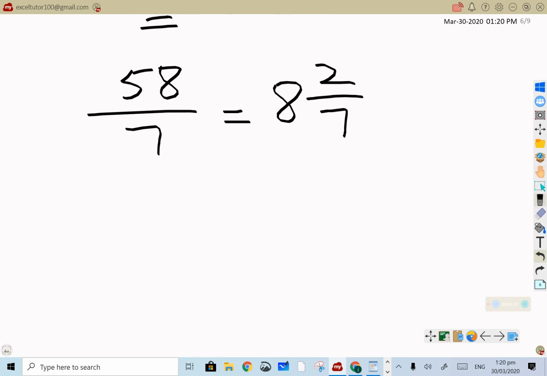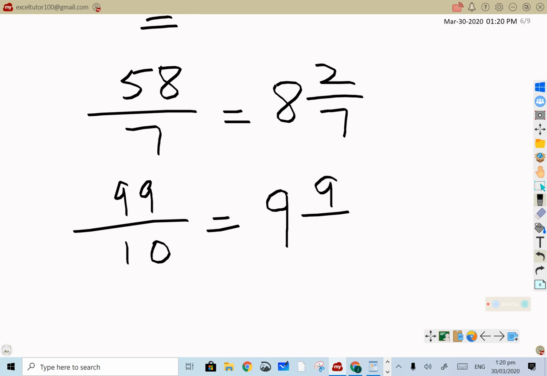Okay, because we have to be confident and standard with our timetables. So if we have 99 over 10, how many times can 10 go into 99? 10 can go in, because we know our 10 timetable. We know it can go into 99 9 times. And what will be our remainder? 9. So we put it over the 10.